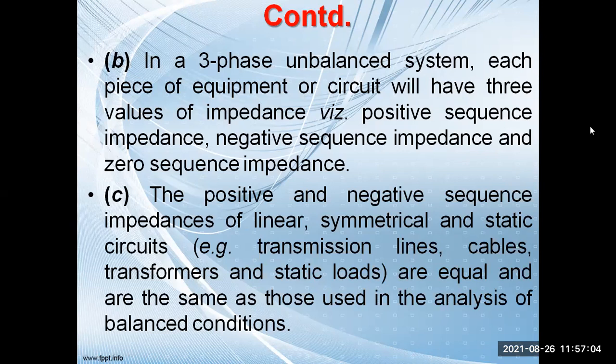The positive and negative sequence impedances of linear, symmetrical, and static circuits are equal and are the same as those used in the analysis of the balanced condition. What are the static circuits? The transmission lines, cables, transformers, and static loads. These are basically the four cases where the positive sequence impedance and the negative sequence impedance will be equal.